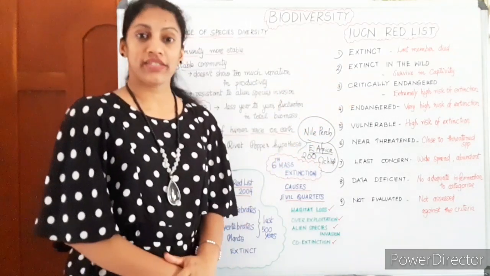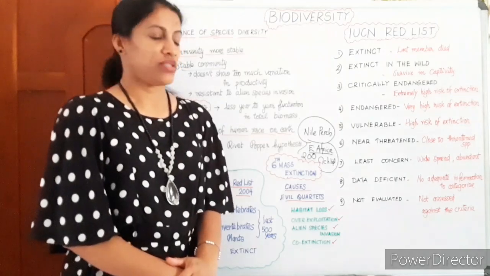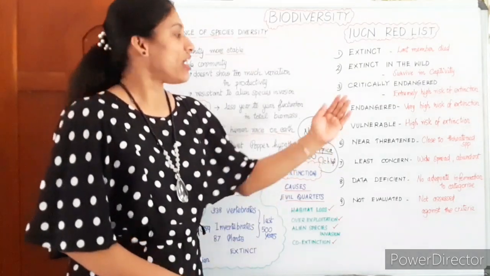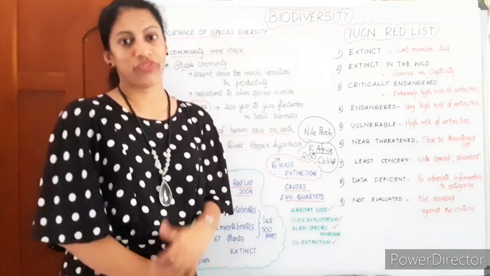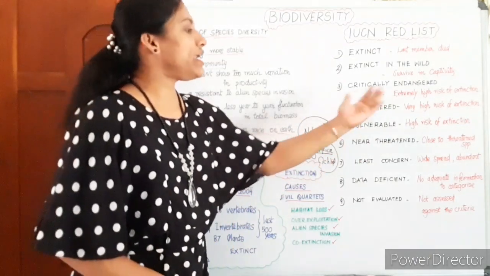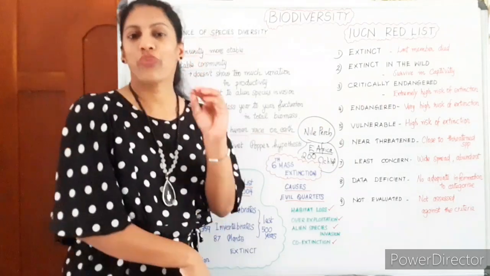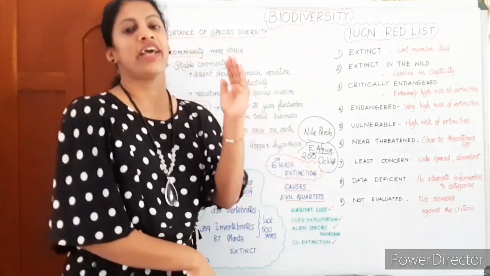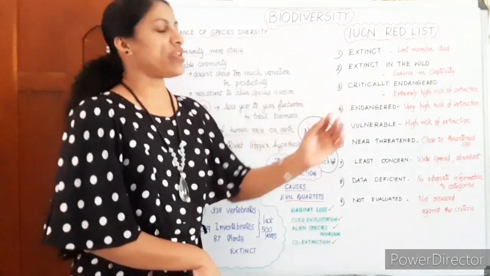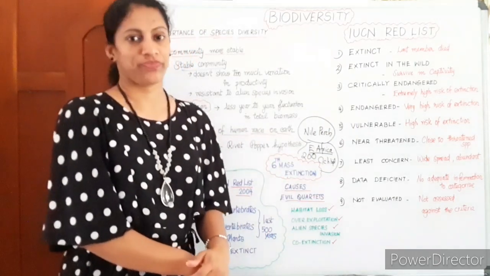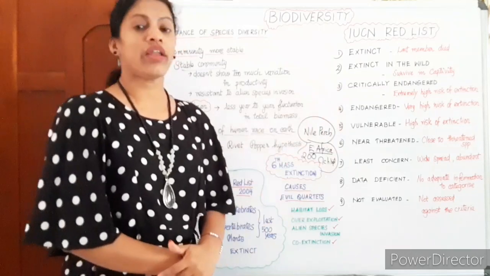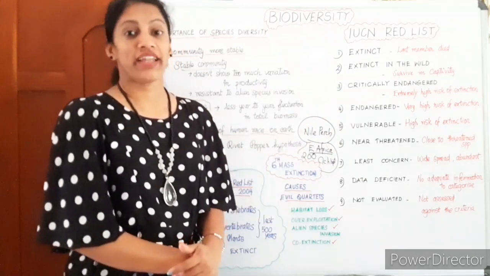And endangered species indicate what? These are facing a very high risk of extinction in the near future. Whereas vulnerable, they face a high risk of extinction in the medium term future. All three are under threatened species.